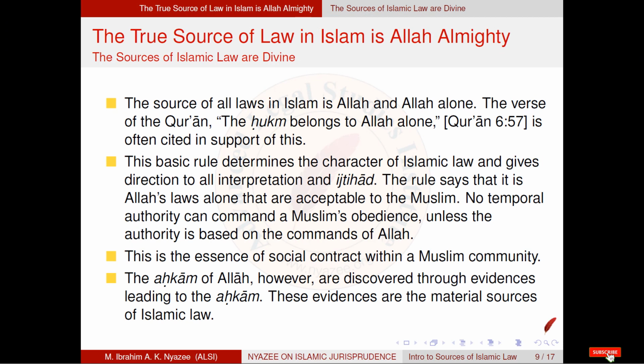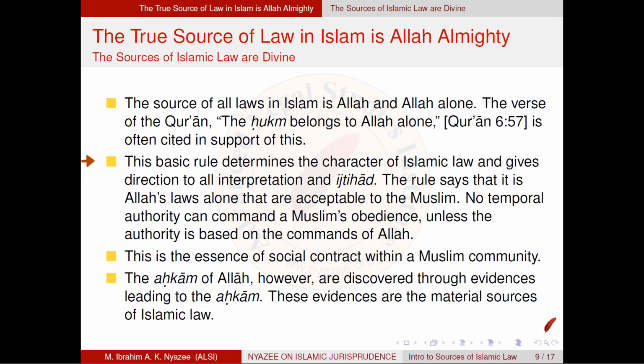We now turn to the second topic of the video, which is: the true source of law in Islam is Allah Almighty. The sources of Islamic law are divine. The source of all laws in Islam is Allah and Allah alone. The verse of the Quran, Innil hukmu illa lillahi, verily the hukm belongs to Allah alone, is often cited in support of this. This basic rule determines the character of Islamic law and gives direction to all interpretation and ijtihad.